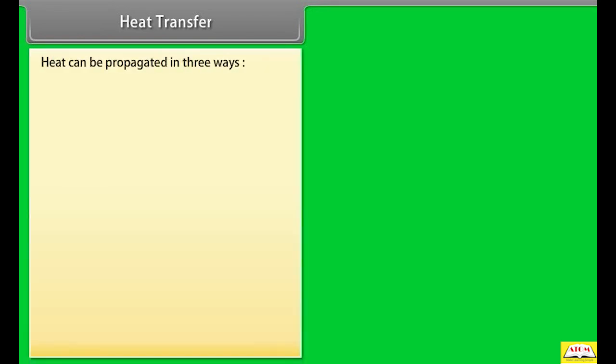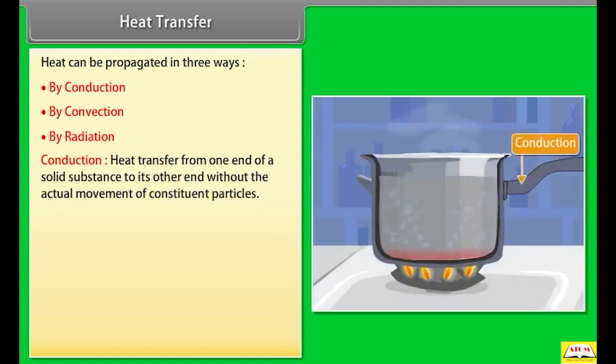Heat transfer. Heat can be propagated in 3 ways. Number 1, by conduction. Number 2, by convection. Number 3, by radiation. Conduction. Heat transfer from one end of a solid substance to its other end without the actual movement of constituent particles.